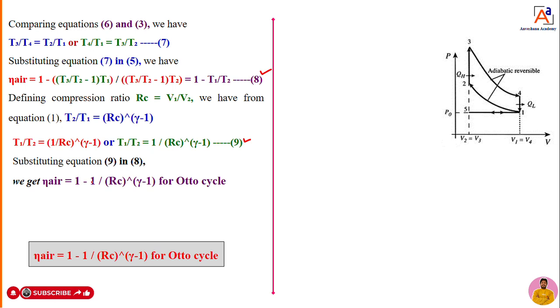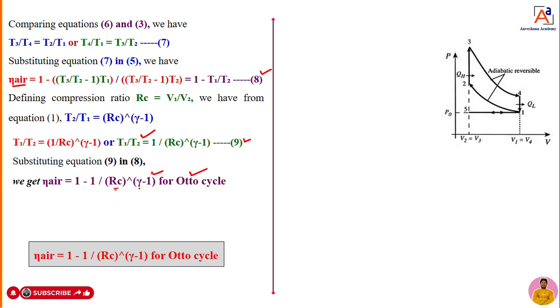So the efficiency of the air standard cycle is equal to 1 minus, what is the value of T1 by T2? The T1 by T2 value is, you can see here, 1 divided by Rc to the power of gamma minus 1. So 1 minus 1 divided by Rc to the power of gamma minus 1. This is the standard equation for the Otto cycle. This is the final equation. So the efficiency of the Otto cycle is 1 minus 1 divided by Rc to the power of gamma minus 1.